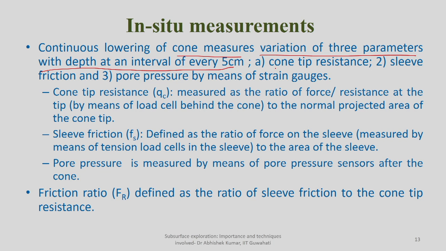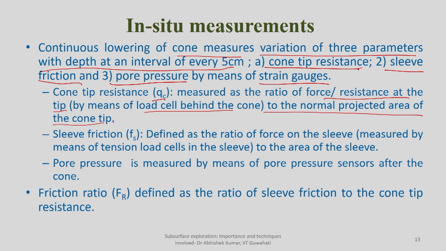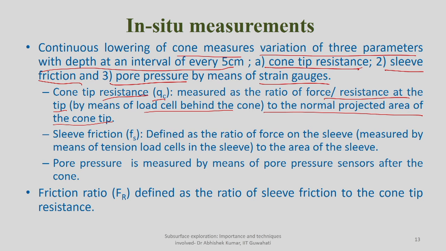Once it reaches any depth, it measures cone tip resistance, the resistance offered against the push by the soil available at the tip of the cone, by means of transducers. Second one is sleeve friction, the resistance offered by the soil available all around the penetrometer. And third one is, in case of saturated condition, you may get pore water pressure also by means of strain gauges. Cone tip resistance, generally indicated by qc, is measured as the ratio of the force or resistance at the tip, by means of load cell data behind the cone, to the normalized projected area, because finally this load, whatever you are applying from the top, which is causing the failure at the base of the cone, will be there and then the projected area.